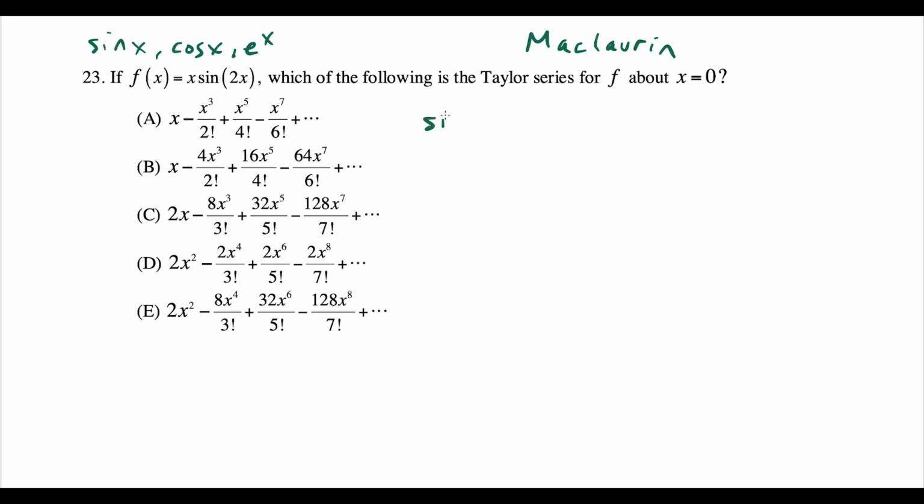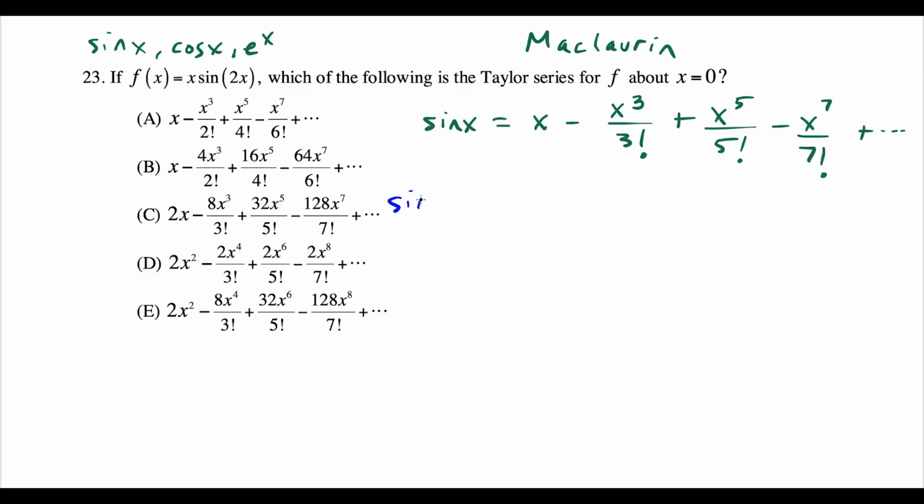So if you start with the basic one, sine x, we have to show up knowing this is x minus x to the third over 3 factorial plus x to the 5th over 5 factorial, and then we would have minus x to the 7 over 7 factorial, and then plus this would go on and on. So we could build this from scratch, but once again, it makes life much easier if you show up knowing this. So then we'd have sine of 2x.